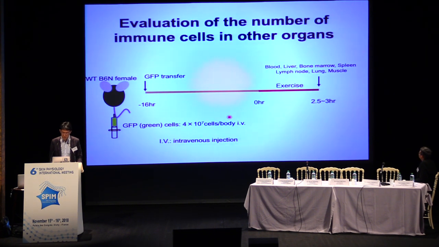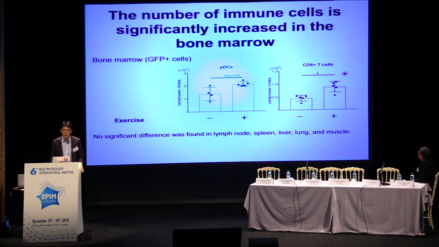To address this question, we checked the number of plasmacytoid dendritic cells in other organs like blood, liver, bone marrow, spleen, lymph node, lung, and muscles. We found that the number of plasmacytoid dendritic cells increased in the bone marrow, but not in other areas, suggesting that plasmacytoid dendritic cells in the blood vessels go into the bone marrow during high intense exercise. The next question is how plasmacytoid dendritic cells migrate to bone marrow.